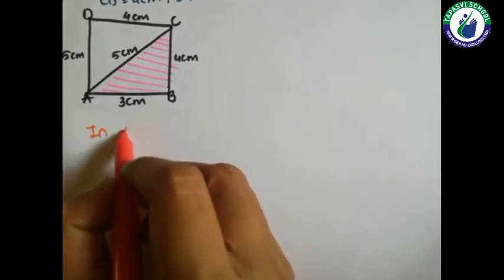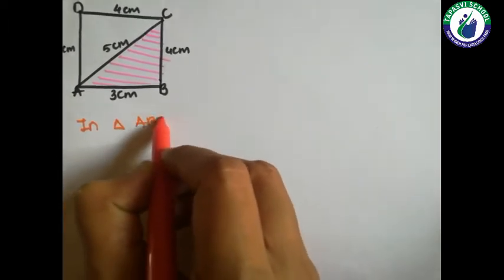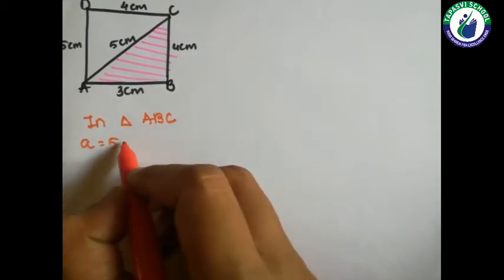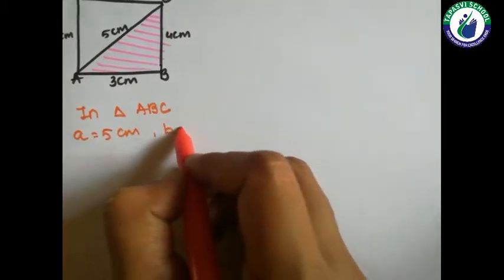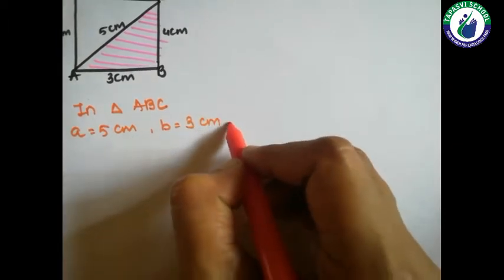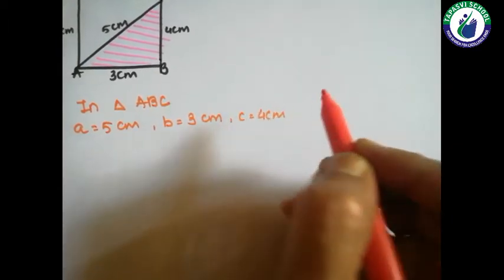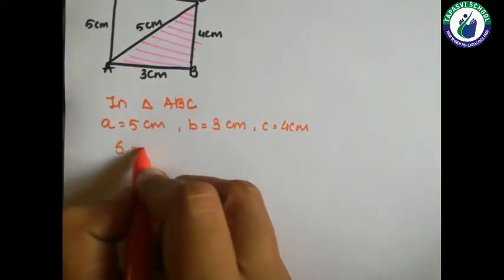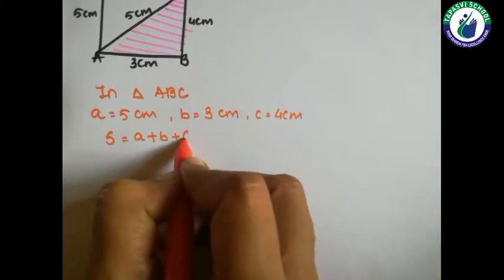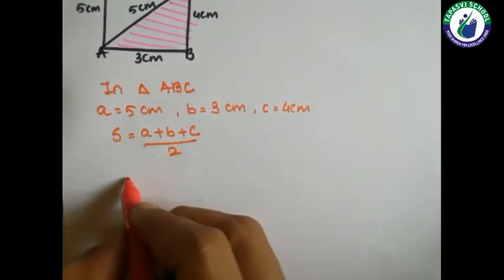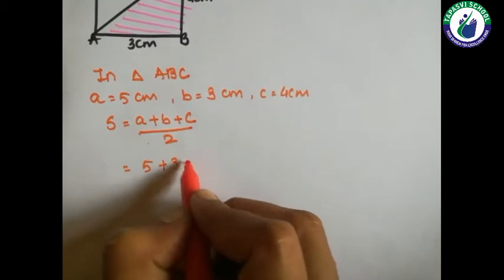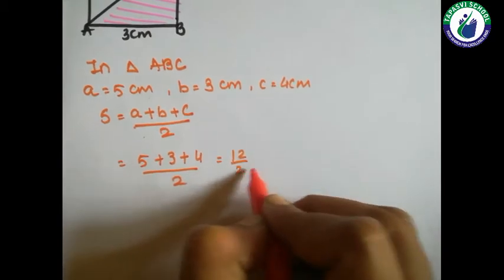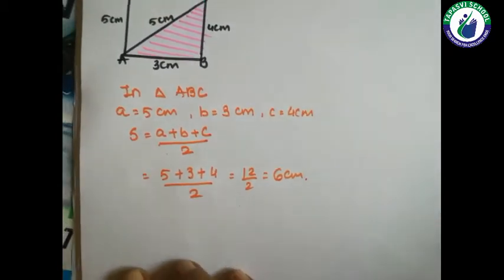So in triangle ABC, A is equal to 5 cm, B is equal to 3 cm, C is equal to 4 cm. So first of all we will find the semi-perimeter. S is equal to (A plus B plus C) upon 2, (5 plus 3 plus 4) upon 2, 12 upon 2, that will be 6 cm.